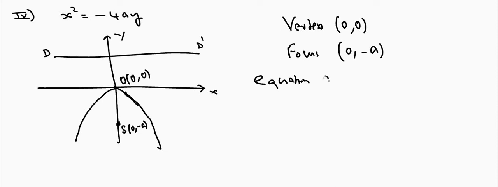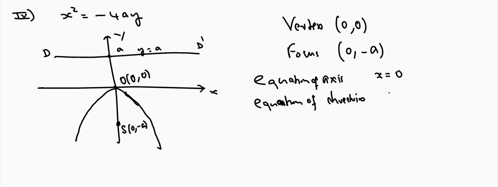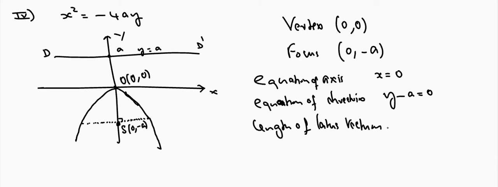The equation of the axis is the line which divides the parabola symmetrically. It is the y-axis here, and its equation is x equals 0. The equation of the directrix: it passes through (0, a), so the line is y equals a, or y minus a equals 0. Finally, the length of the latus rectum, a line which passes through the focus and is perpendicular to the axis, will be 4a.